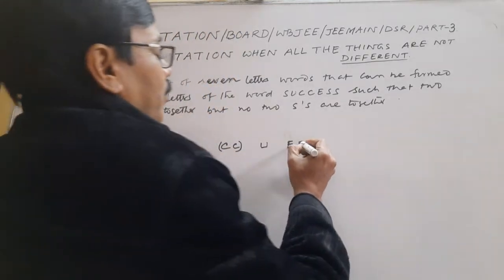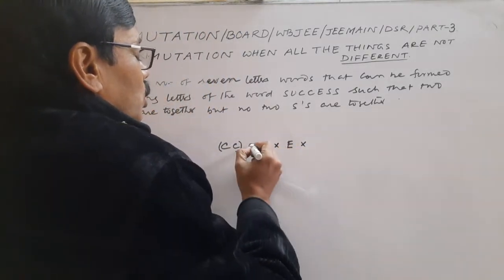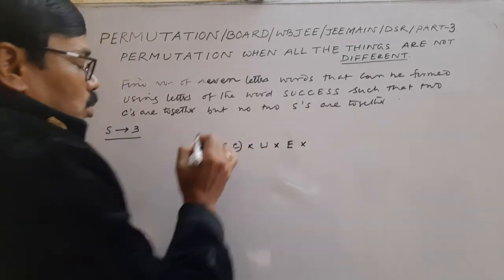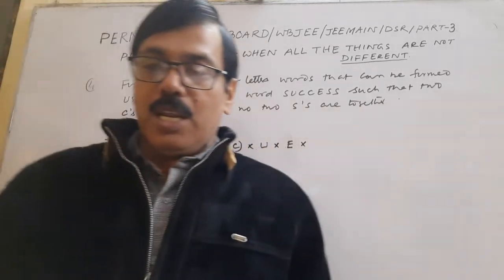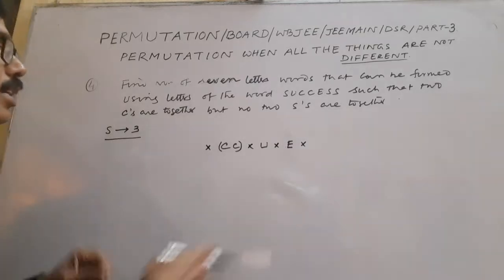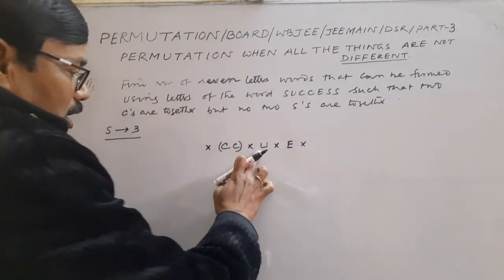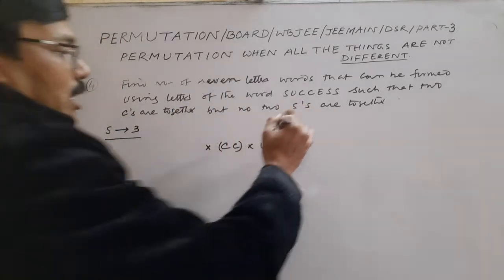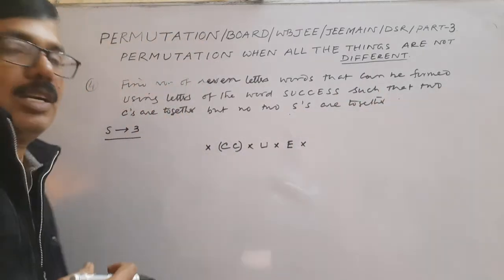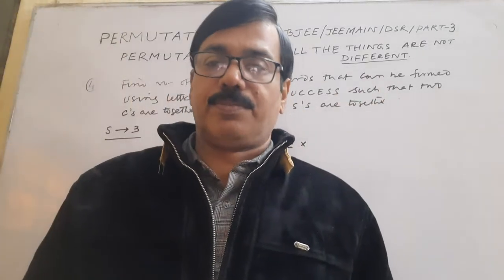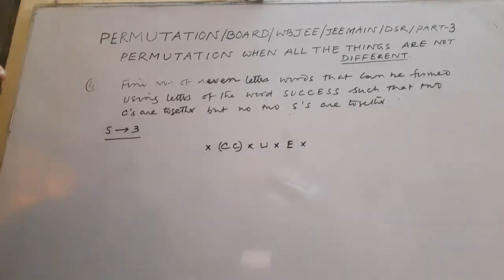Now how many gaps? 1, 2, 3, 4. Four gaps. If we place 3 S's in 4 gaps, then no two S's are together. So this is our required condition. So what is the first step?